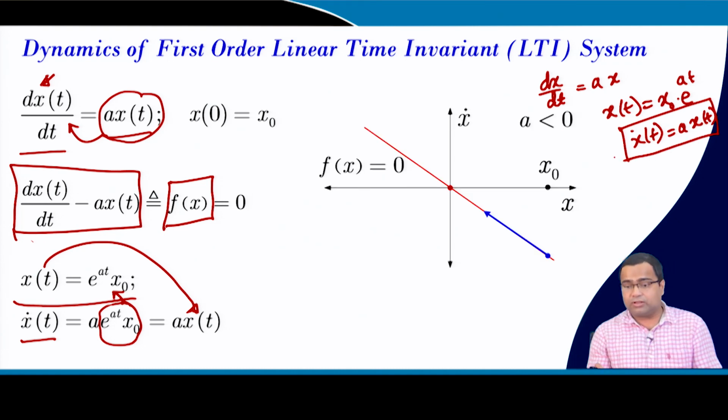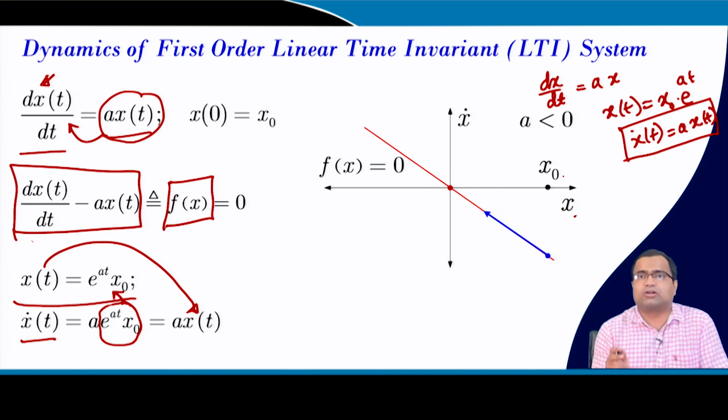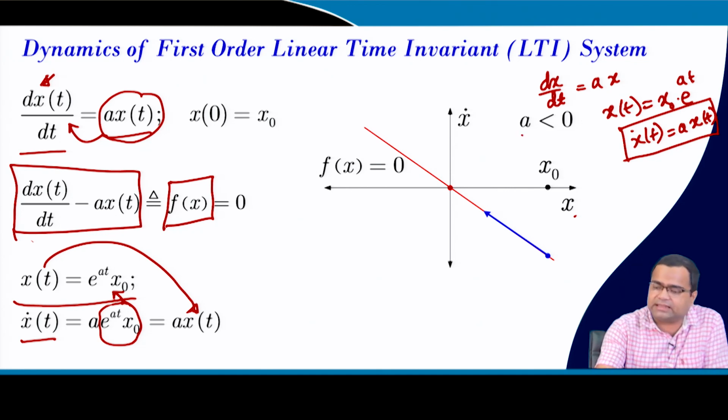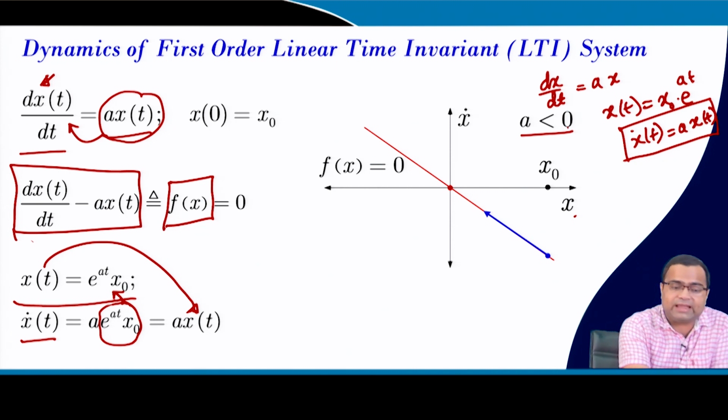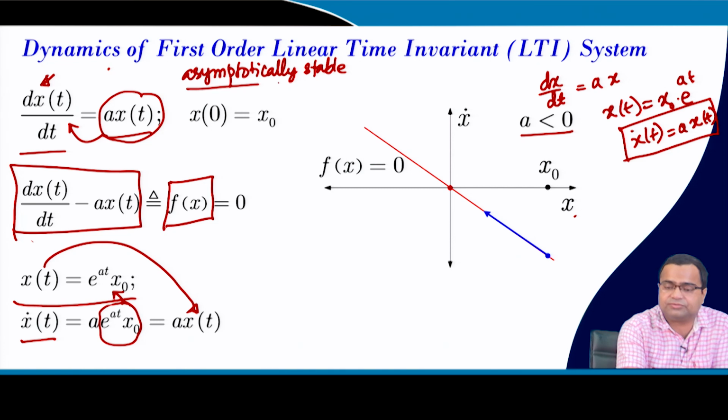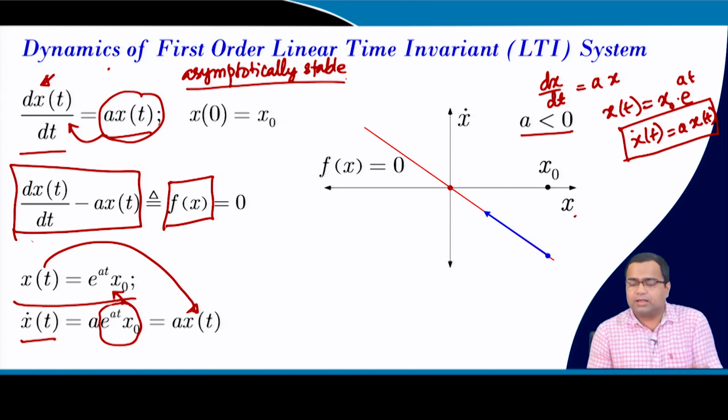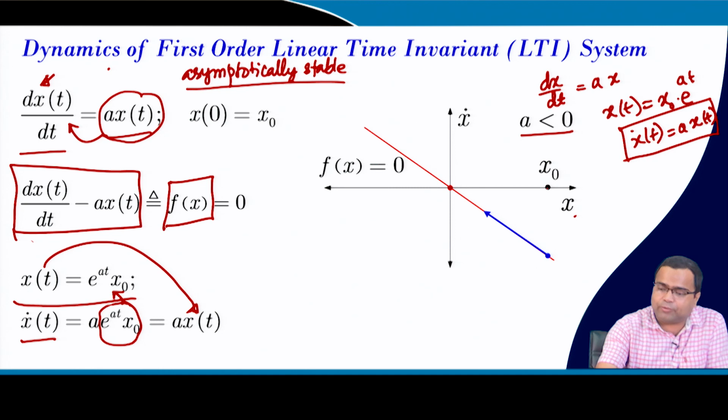So, we want to draw the state space form, that means x and x dot plane, right. So, in this plane, if we consider initially a to be negative, then we know that if a is negative for this system, then this system will be asymptotically stable, because a here acts like an eigenvalue, because it is a first order system. Now, the starting point for this x axis is x0.